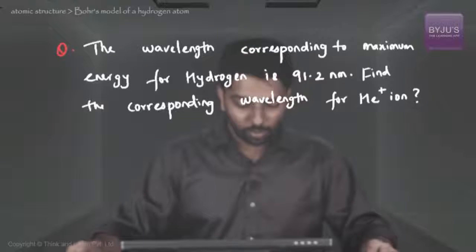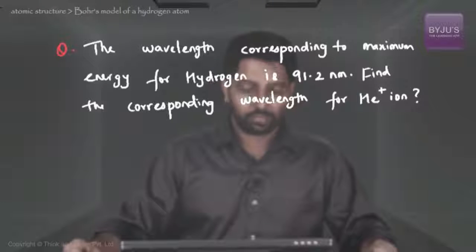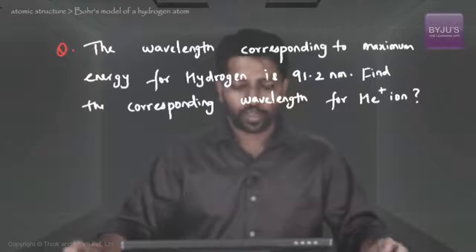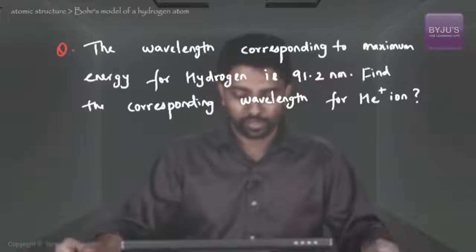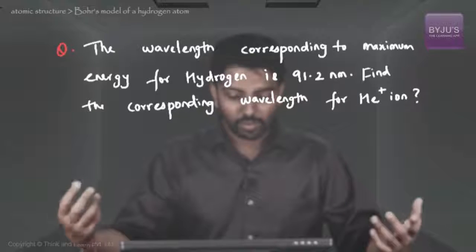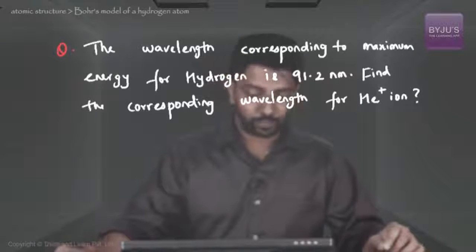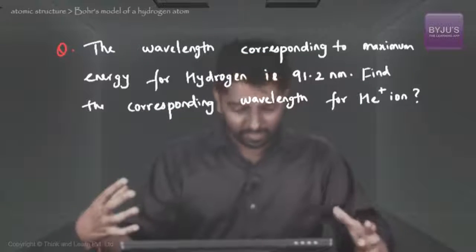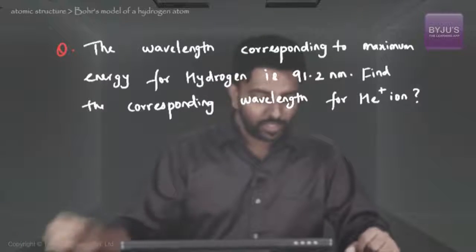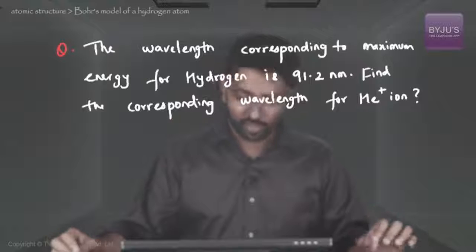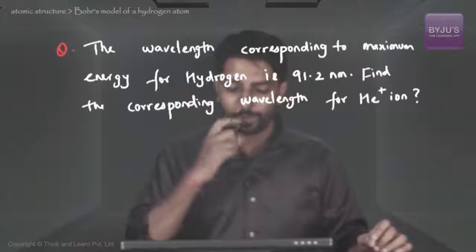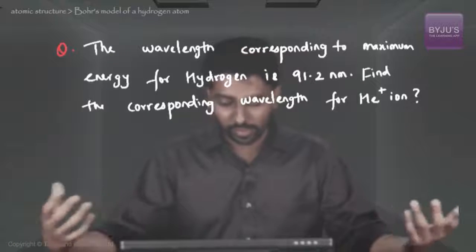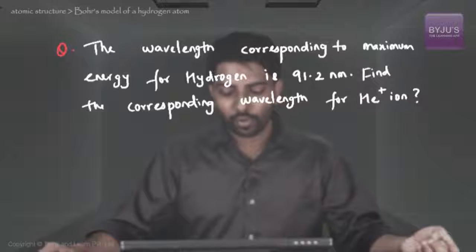Let us take another very interesting problem. This is also based on Bohr's model. The wavelength corresponding to maximum energy for hydrogen is 91.2 nanometers. Find the corresponding wavelength for the He plus ion. I'll read the question again. This seems very small, but it is equally cryptic. The smaller, the more cryptic. That is how it seems to me. The wavelength corresponding to maximum energy for hydrogen is 91.2 nm. They are saying maximum energy, which means it should be the shortest wavelength, right? Find the corresponding wavelength for the He plus ion.